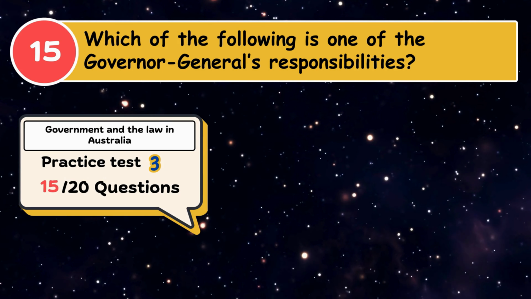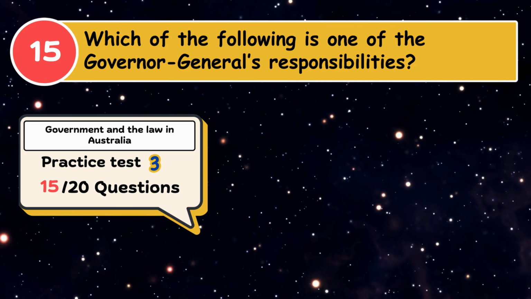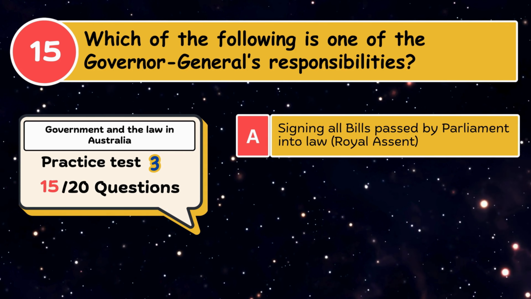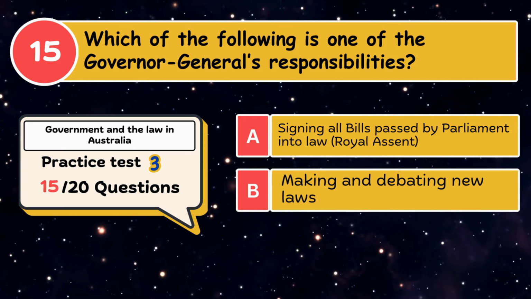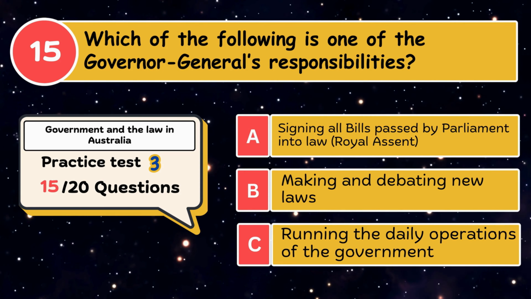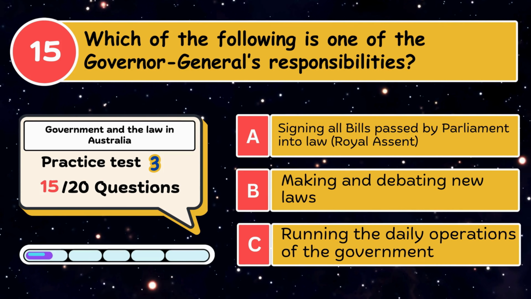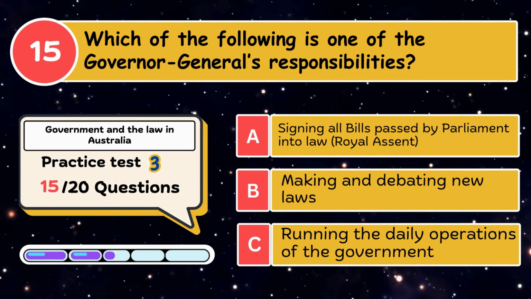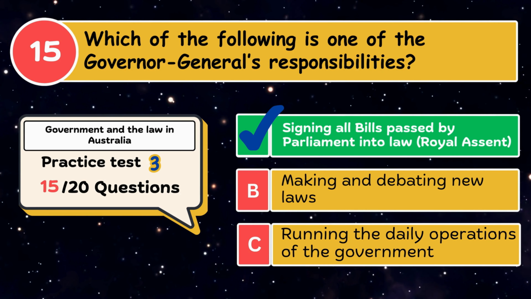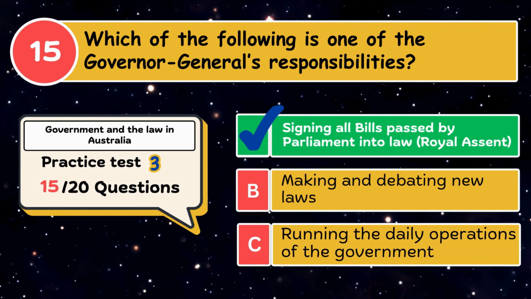Which of the following is one of the Governor-General's responsibilities? A. Signing all bills passed by Parliament into law, royal assent. B. Making and debating new laws. C. Running the daily operations of the government. The correct answer is signing all bills passed by Parliament into law, royal assent.